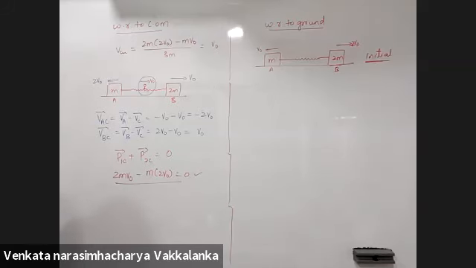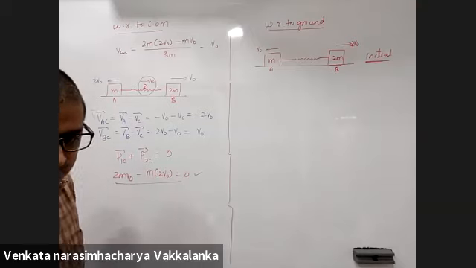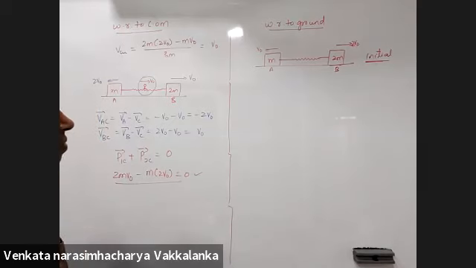Sir, this is what you did in the last class, no? Sir, I have a question. In the last class, you had proved that P1C is mu times (V1 minus V2). Right?